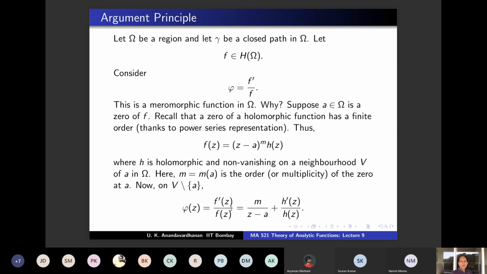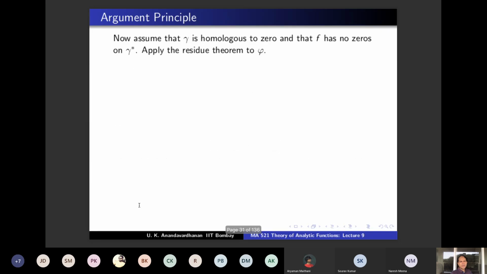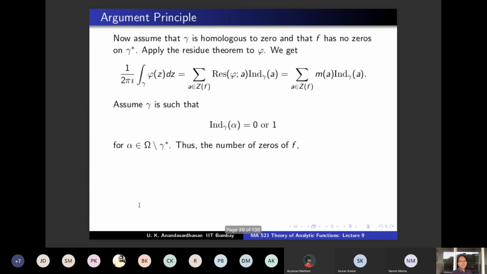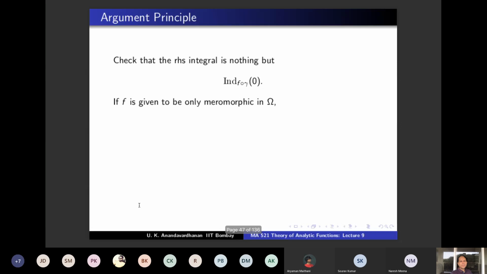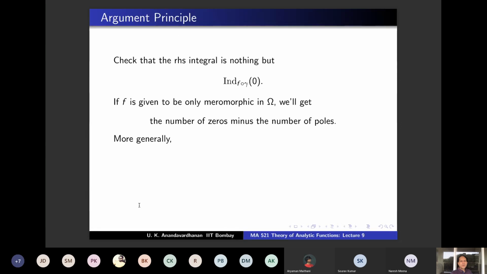If g is of the form 1 by f, you will get a pole, and when you do this thing, you will get minus m by z minus a with m positive. You will get a minus sign because it will be in the denominator. So you check this. If it is of the form f by g, so if f is given to be only meromorphic, so once again, I did not think so much yesterday when I was typing. Meromorphic, assume for the moment that you know that meromorphic is of the form f by g, where f and g are holomorphic, which we will prove later.